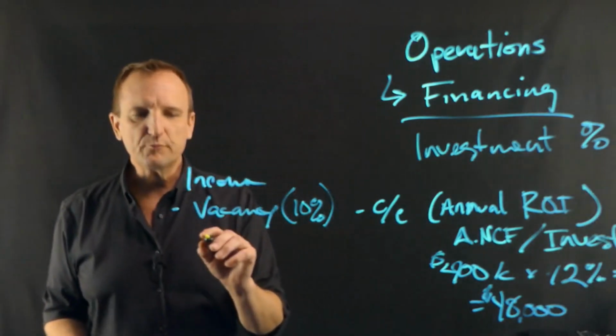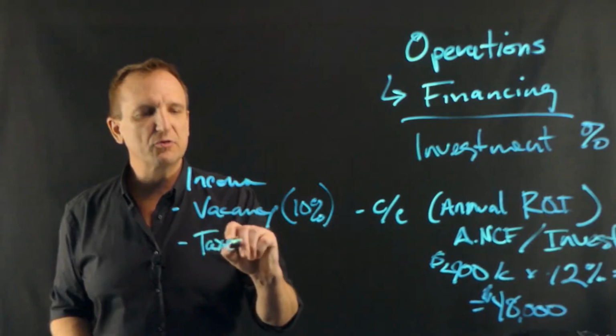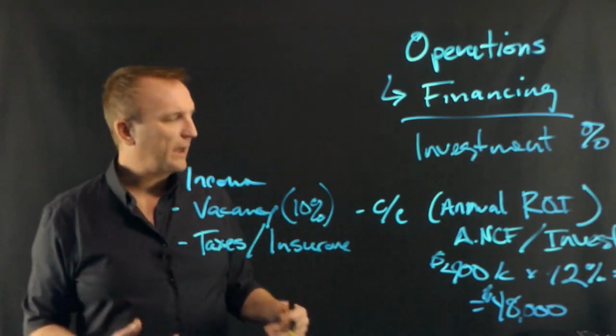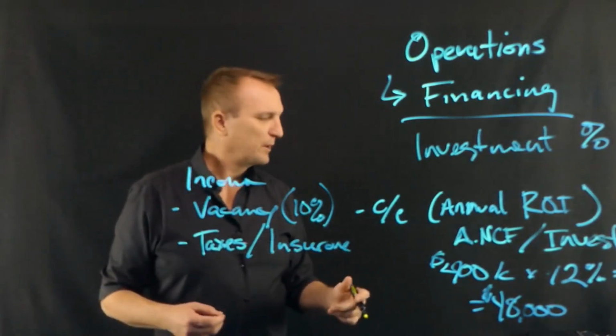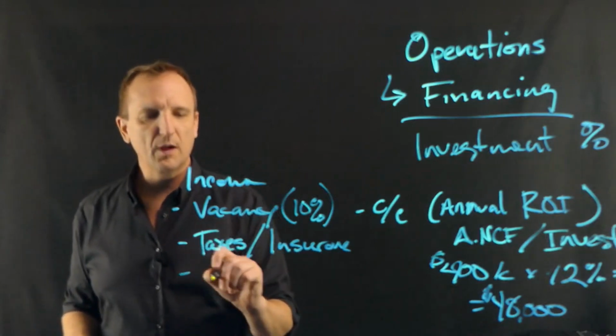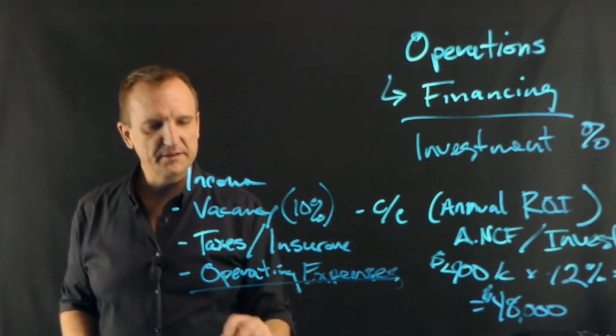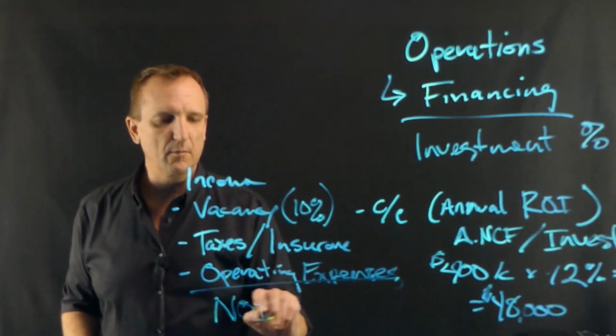And then you're going to have taxes and insurance. You're going to have advertising, marketing, all of your other operating expenses right there. And that is going to give you your net operating income.